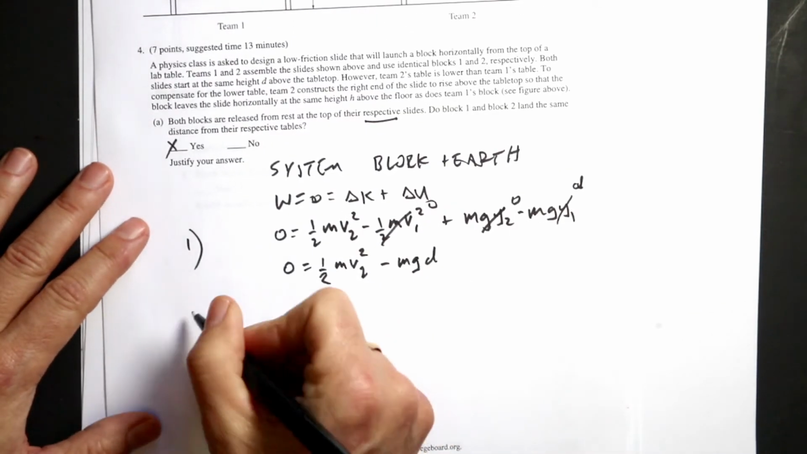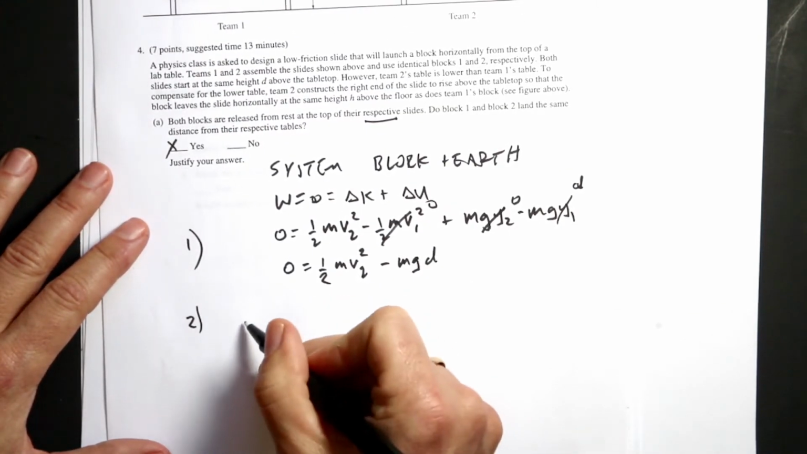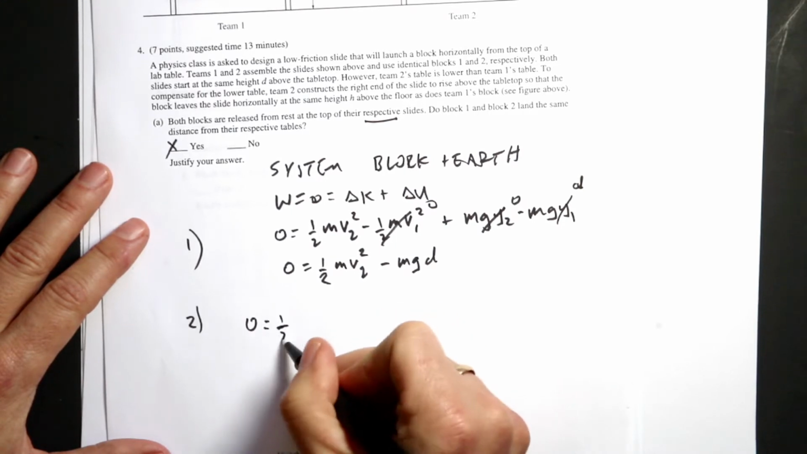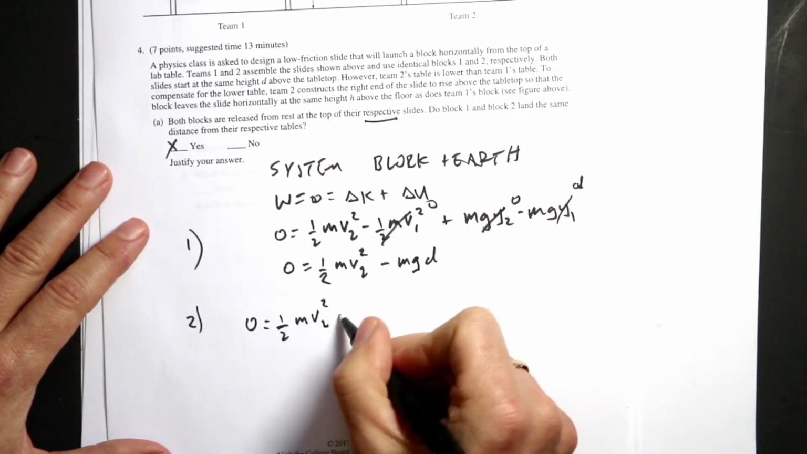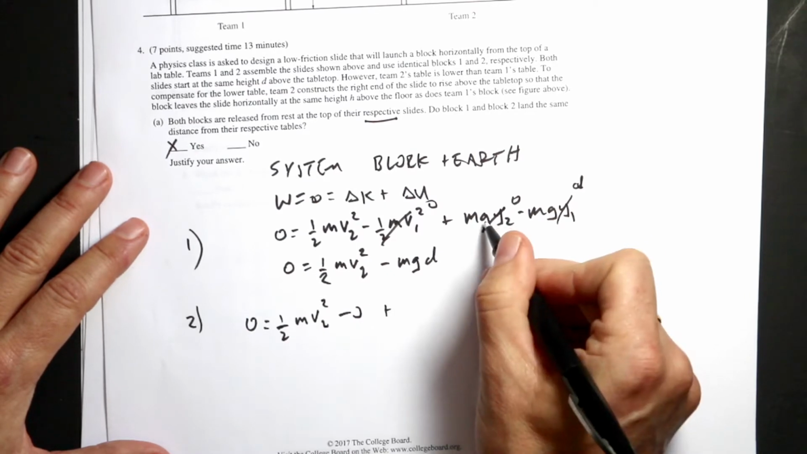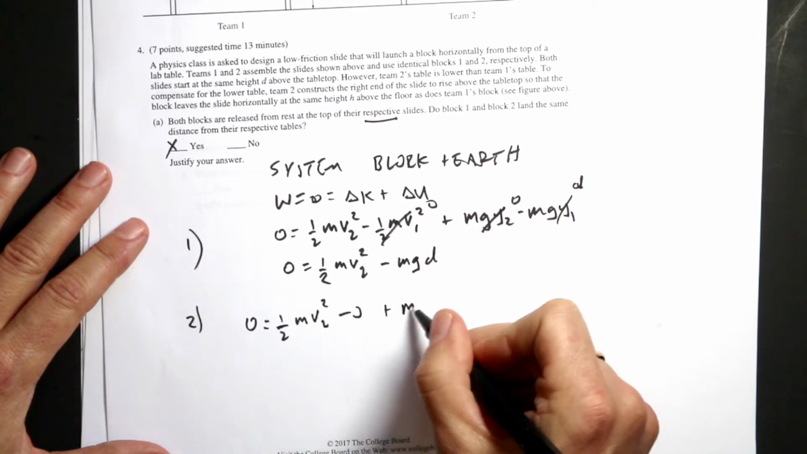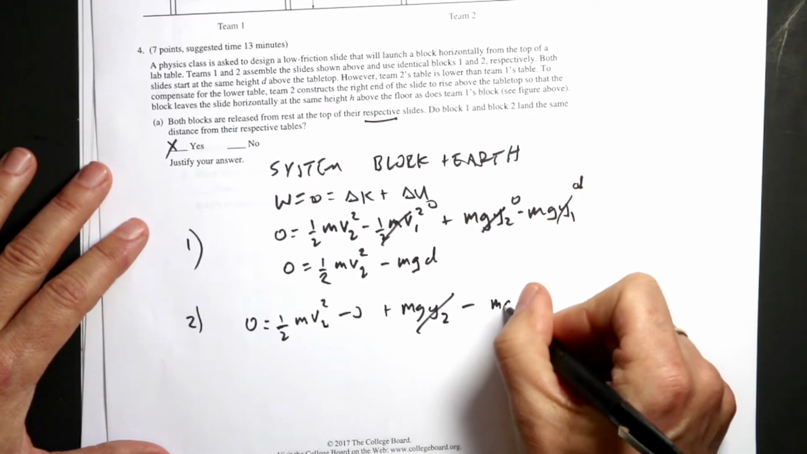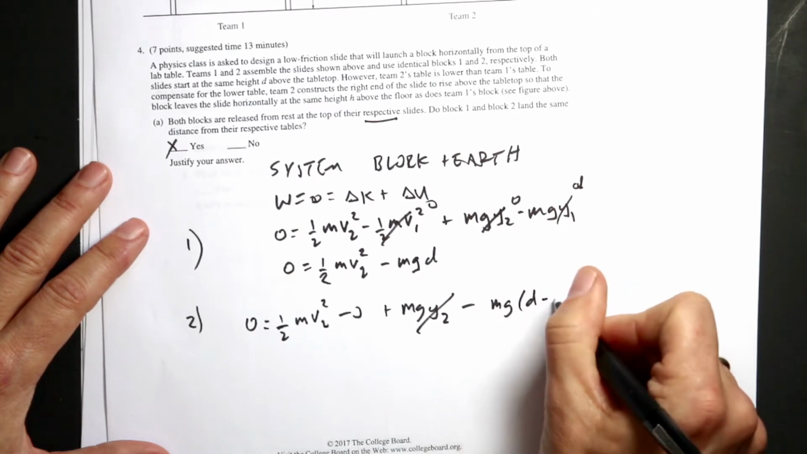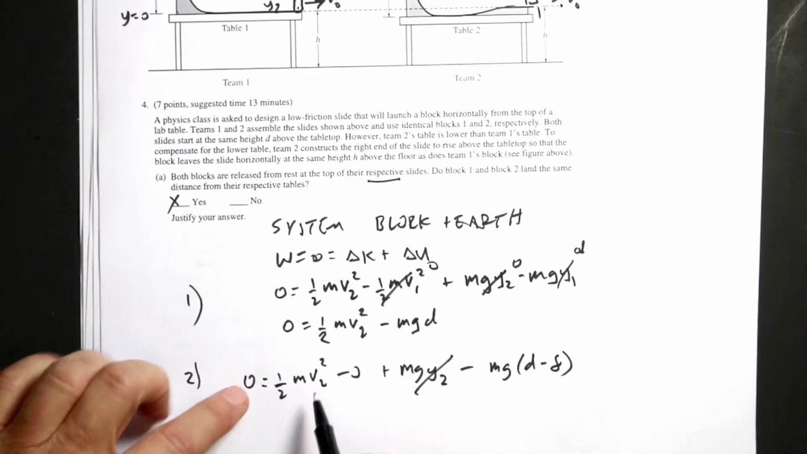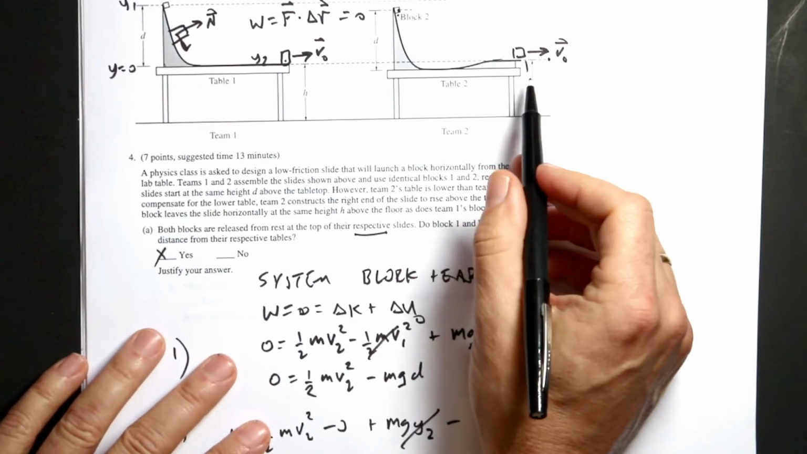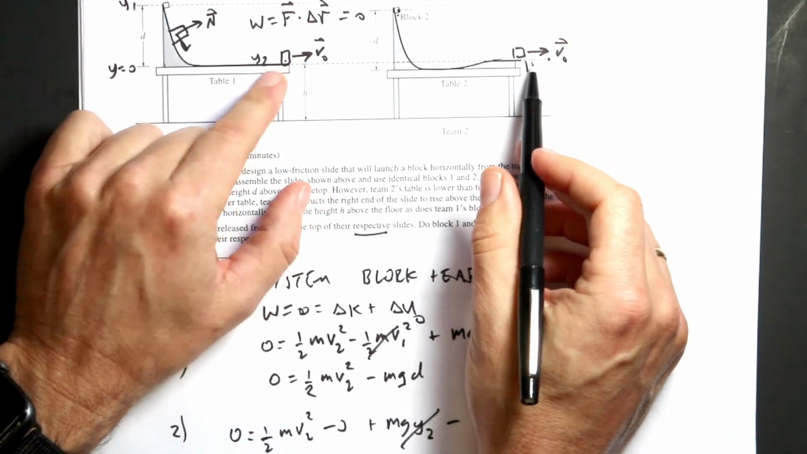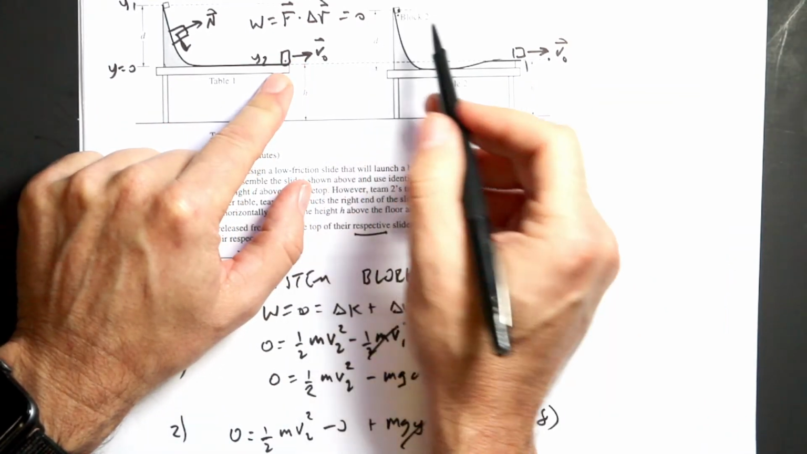For block 2, it's going to be 0 equals 1/2 m v2 squared minus 0, that one's 0, plus the final potential energy is 0, m g y2, minus m g (d minus delta), where delta is this difference in height. So this one's going to end up with a lower launch velocity. They will not have the same velocities. They're the same height, but they didn't start at the same height.